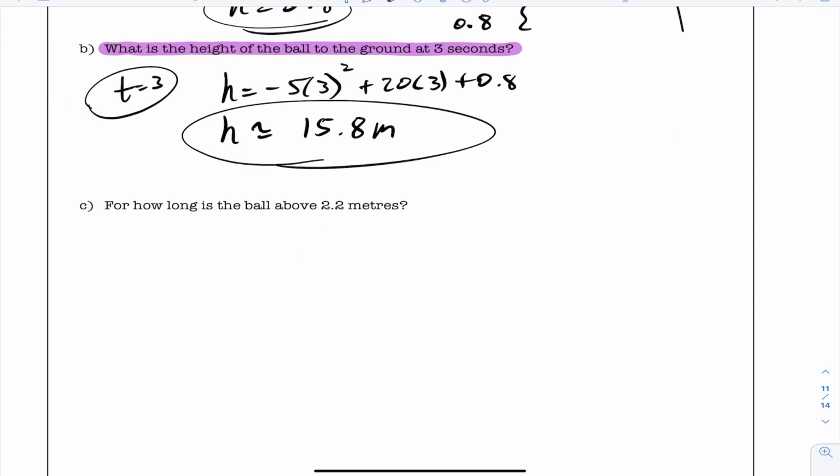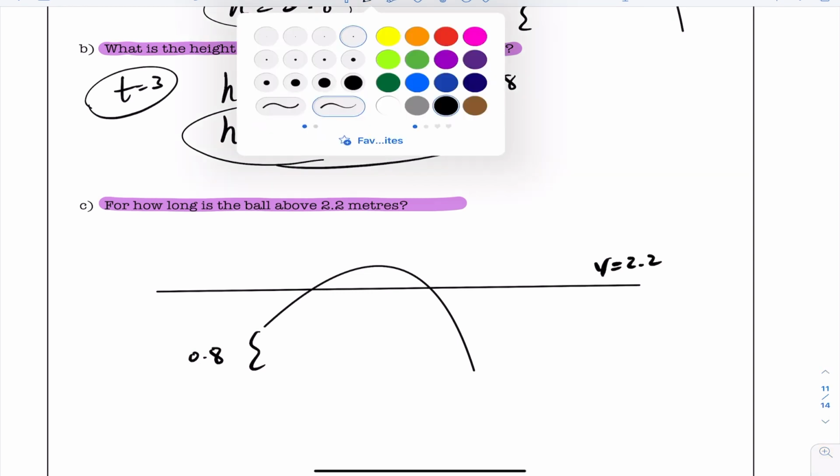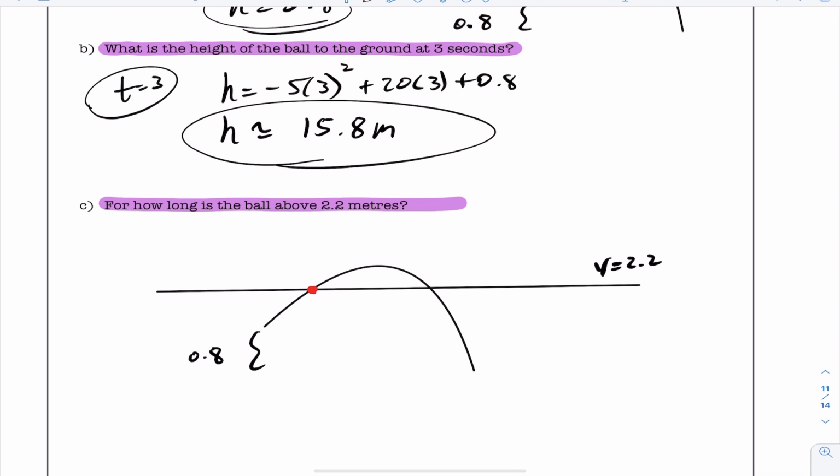Okay, continuing on here, we want to look at the next question. Next question says, for how long is the ball above 2.2 meters? So we've got our diagram here. If you recall, we have our rough sketch of our quadratic. I know that the height from here to here is 0.8 meters. I want to know how long is the ball above 2.2 meters. So let's say we draw a horizontal line here, and this is the line y equals 2.2. What I'm interested in finding is how long is the ball above 2.2 meters. So I'm interested in all of this time here that I'm highlighting in red.